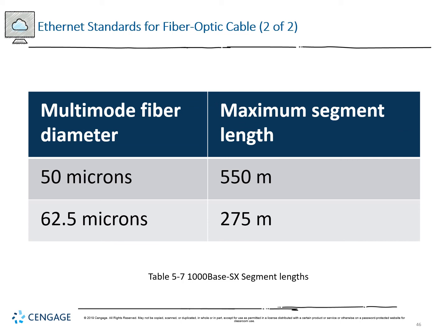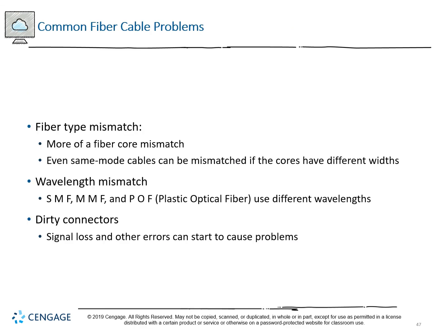Multi-mode fiber diameter cuts down to about 50 or 62.5 microns. The thicker the cable, the shorter it is going to be. Again, because of the attenuation of the signal as the light bounces inside of the single core or multi-core.